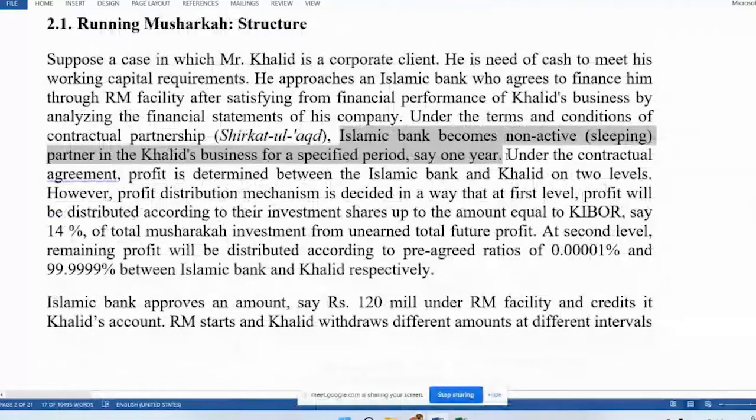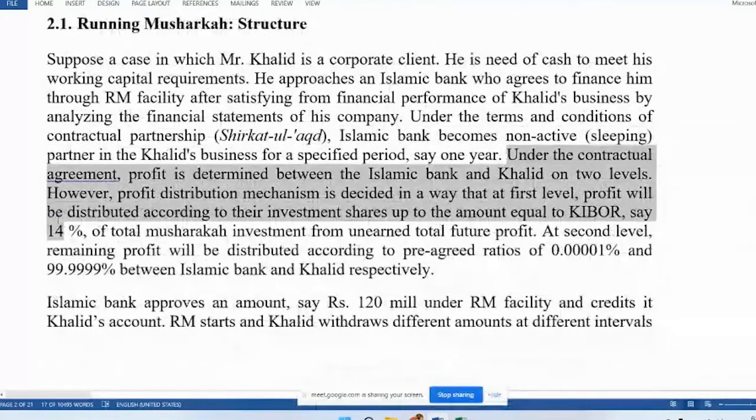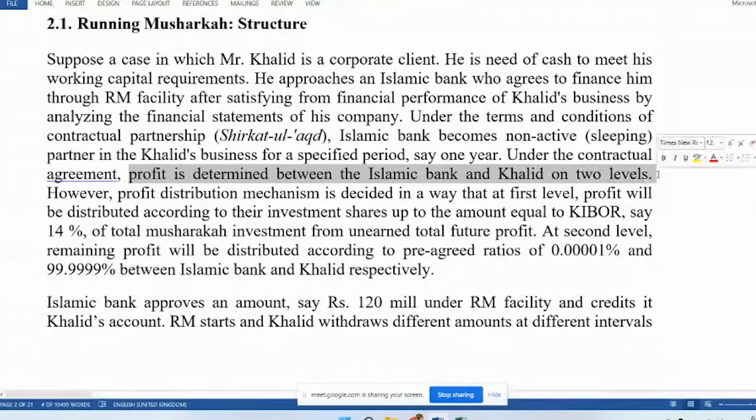So under the contractual agreement, under the Shirkatul Aqd, profit is determined between the Islamic Bank and Khalid on 2 levels. So they determine profit on 2 stages, on 2 levels.